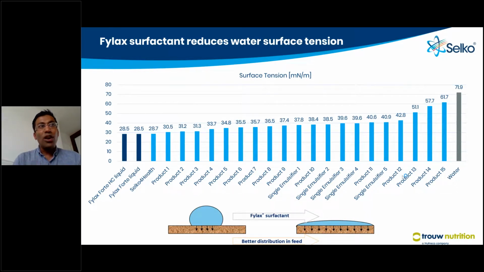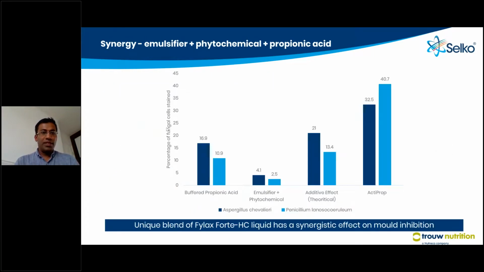And that is something you don't want in the extrusion or pelleting process, because it is difficult for pure water to penetrate inside the core of the particles for better cooking. By using Phylax Fort, we have tested many products and many combinations, and what we see is that using Phylax Fort liquid, we are able to significantly reduce the surface tension of water. This is very important in both pelleting and extrusion to make better moisture penetration into the particles. That leads to better cooking, better gelatinization, and better pellet stability or pellet quality, physical quality and nutritional quality as well.